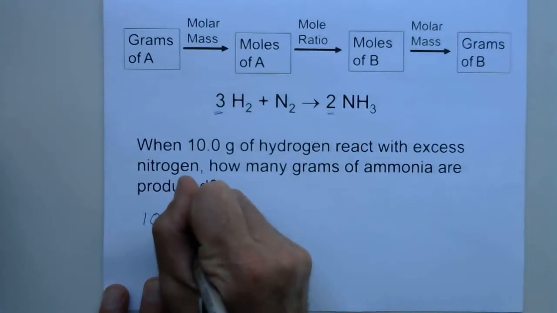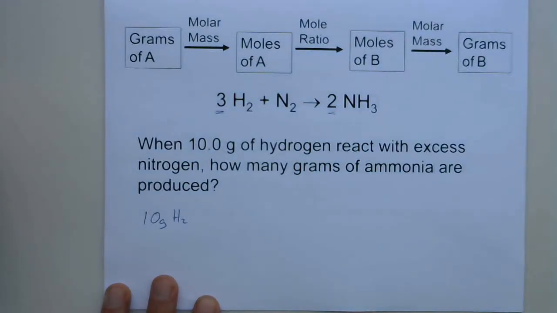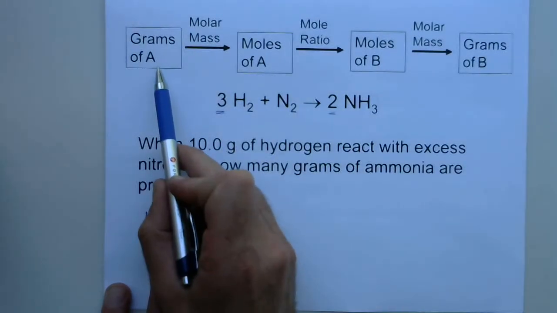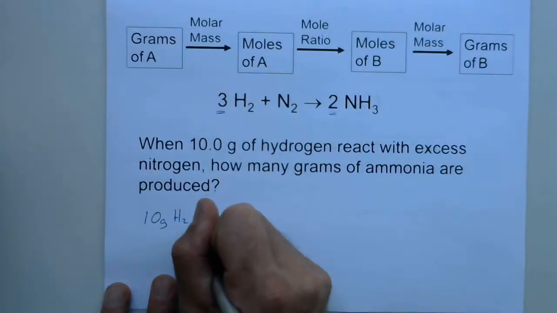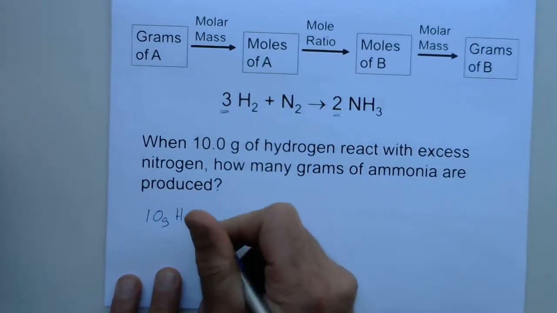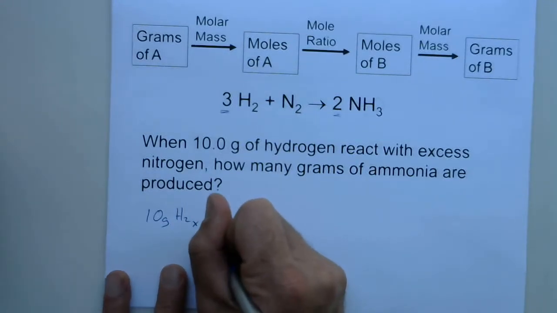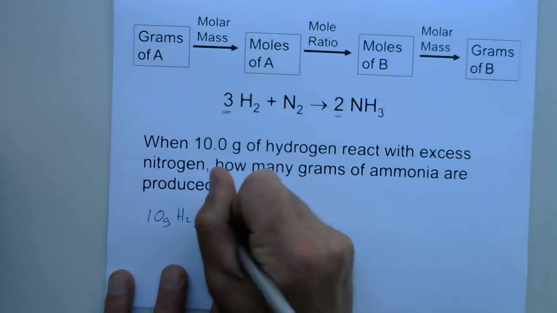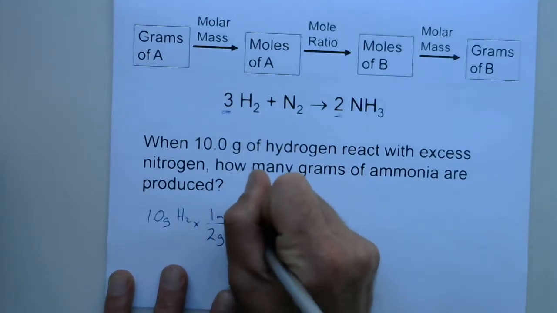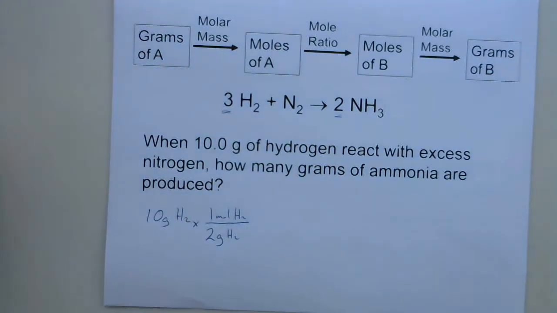and that's hydrogen. Hydrogen's diatomic, so it's H2, just like it shows in the equation. First step, we take the grams and change that into moles using molar mass. We get the molar mass from the periodic table. Hydrogen's molar mass is 1, but it's H2, so we double it. So it's 2 grams of hydrogen for every 1 mole of hydrogen. That way the grams of hydrogen can cancel out.